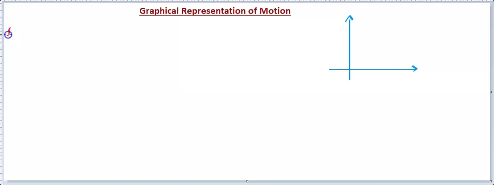position versus time. So whenever any motion is taking place, then we need to know how the position is changing with respect to time. So we call it a position versus time graph. So this will tell us position variation over the time. So what we are going to do, we are going to write this as a position.